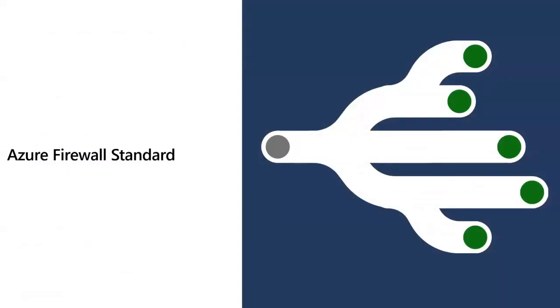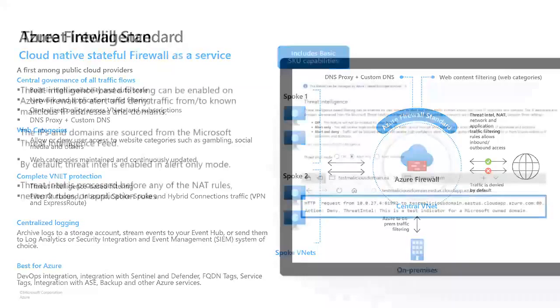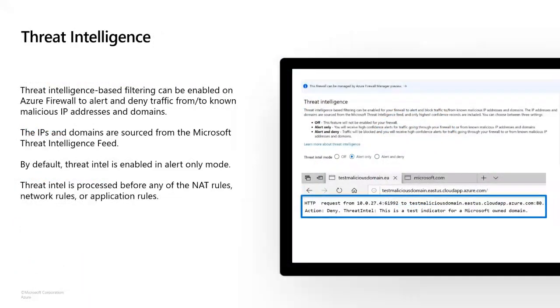Okay, so now we'll move on to our next SKU, which is Azure Firewall Standard. Azure Firewall Standard provides layer 3 to layer 7 filtering and threat intelligence feeds directly from Microsoft Cybersecurity. It includes all capabilities of the Basic SKU with the introduction of unrestricted cloud scalability, as well as the ability to use alert and deny mode for threat intelligence. We'll talk about that a little bit more.